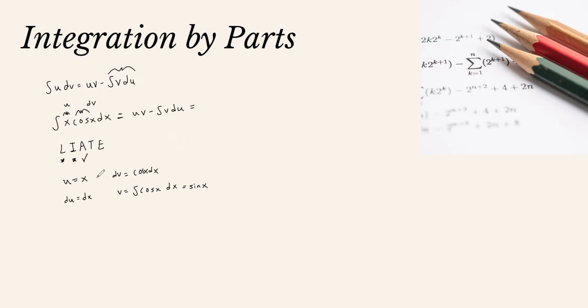So we just plug and chug. Our u is x, our v is sine of x, and our du is dx. So now we have x sine of x minus the integral of sine of x dx, which is just negative cosine of x. And of course, we have our plus c tagged on the end. So now we get x sine of x plus cosine of x plus c. And we're done!